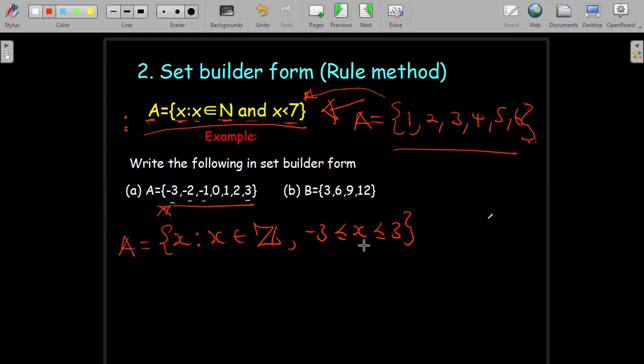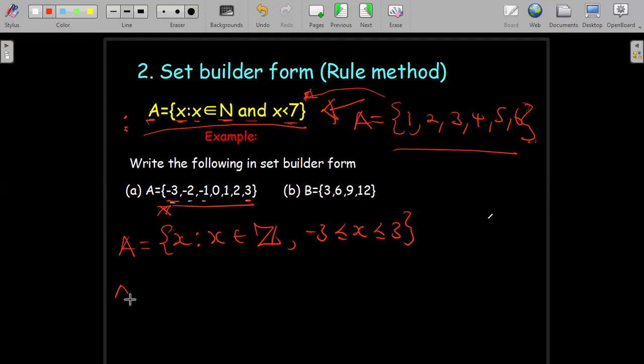So now, why the less than or equal to? The equal to is because 3 is part of my set, and also -3. And on the other side, 3 is part of my set. That's why I have the equal to. If 3 and -3 were not part of my set, I would not have put them there.